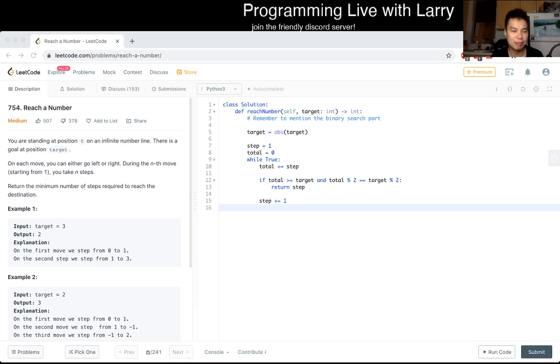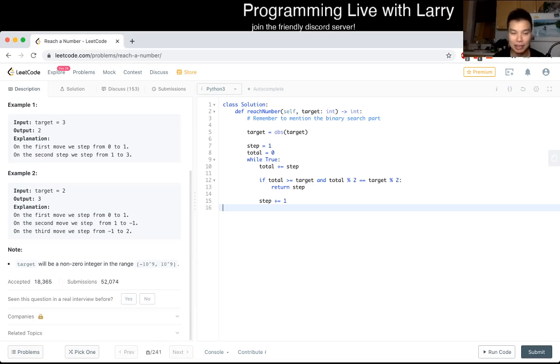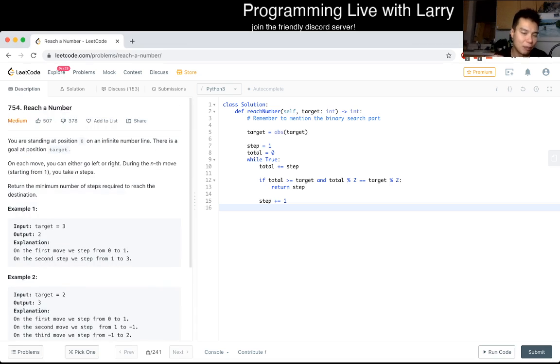But for this problem, Reach a Number, there are a couple of observations that I had while I was doing it. The first thing to notice is that target is going from -10 to the 9th to 10 to the 9th. That means that if you try to do breadth first search, in linear time, O of n, it's going to be too slow because n is 10 to the 9th. You don't even have memory for it because it's a billion elements, right? But the second thing to observe is that target could be a negative number, which means you're going to the left, presumably, or right, depending.